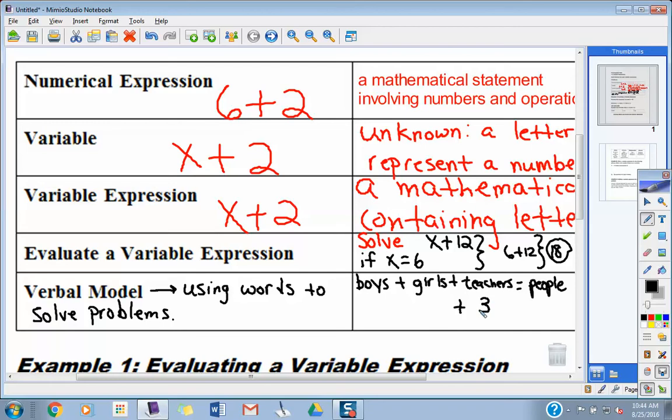Number of boys yet, Braden? 14. Bristol, the number of girls, kiddo? 11? 7, I'm sorry. That's going to be the total number of people within this room right now, shouldn't it? What's that going to add up to real quickly? Evaluate the number of people in here based on that verbal model. How many people are in here?